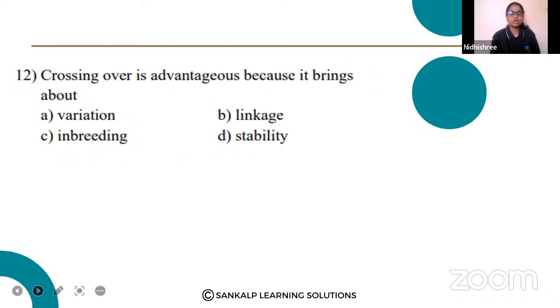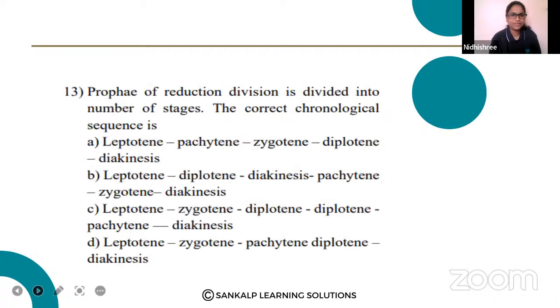Next, 12th question. Crossing over is advantageous because it brings about option A, variation, B, linkage, C, inbreeding, D, stability. Duty option A, Virat option A, Chaitra option A. Very good, option A, variation is the right answer.